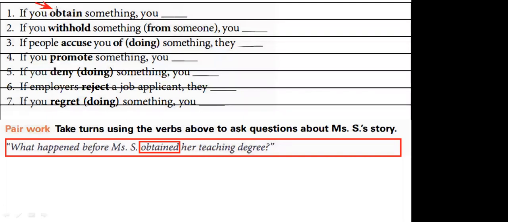Now let's think of another question. Let's try to use withhold from. Can you think of a question with withhold from?